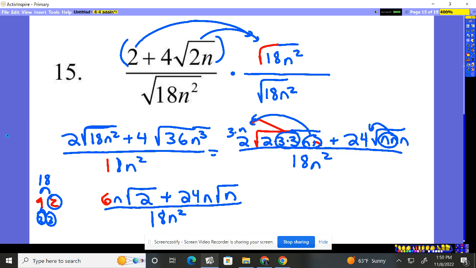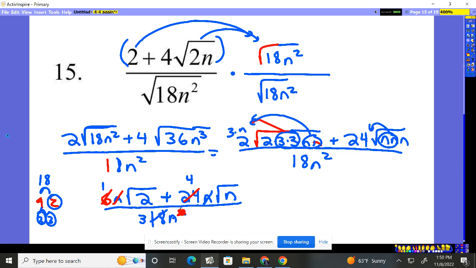Now, I do need to look at my numbers. I could also look at the n's here. 6, 24, and 18 all can be divided by what number? They all can be divided by 6. So I'm going to go ahead and divide by 6. 6 divided by 6 makes a 1. 24 divided by 6 makes a 4. And 18 divided by 6 makes a 3. However, we have an n, an n, and an n squared. We can divide those all by n. n divided by n is 1. n divided by n, 1. This n divided by n leaves you with one n left behind because it was n times n, so one of the n's disappeared.